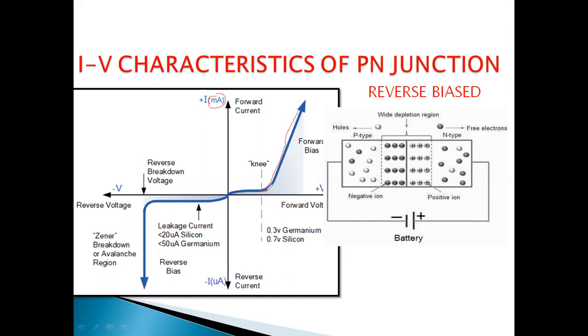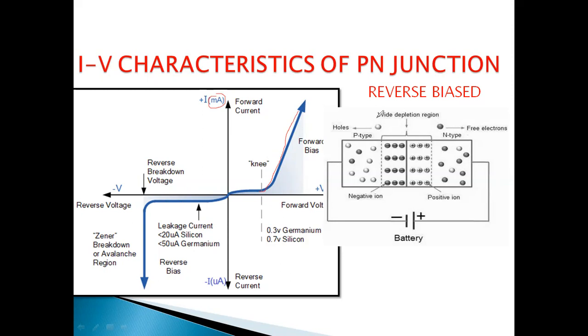At the particular point where the current value starts to increase, we can call that particular voltage the knee voltage. That is the case of forward biasing. Similarly, you can do the same process in the reverse bias case.